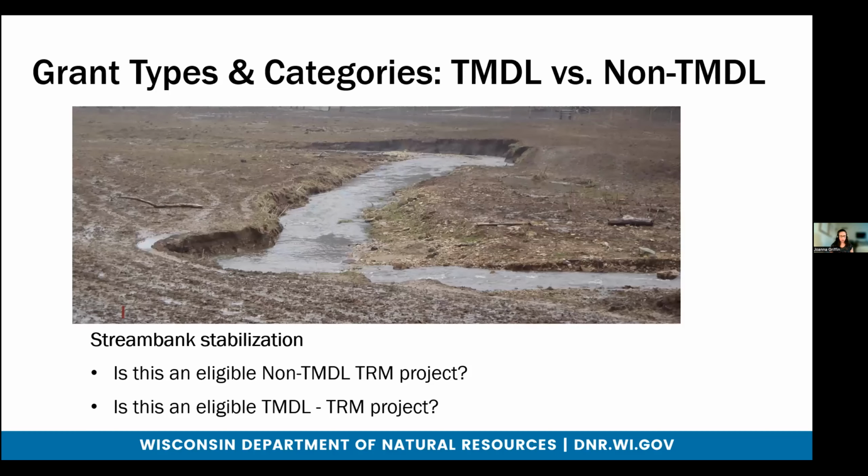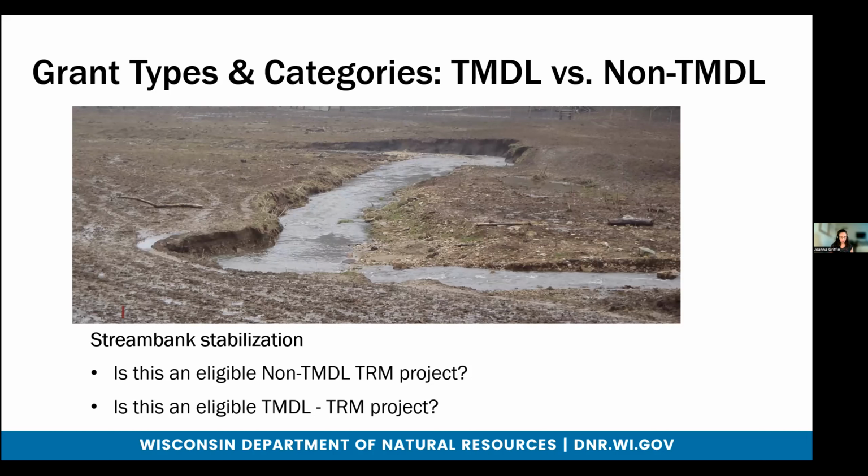So let's go through an example to better understand how TMDL and non-TMDL TRM grants are different. For this example, the landowner wants to reduce pollution by stabilizing eroding stream banks. So is this an eligible non-TMDL TRM project? And is it an eligible TMDL TRM project? So let's look at the non-TMDL question first. Is stream bank stabilization an eligible non-TMDL TRM project?